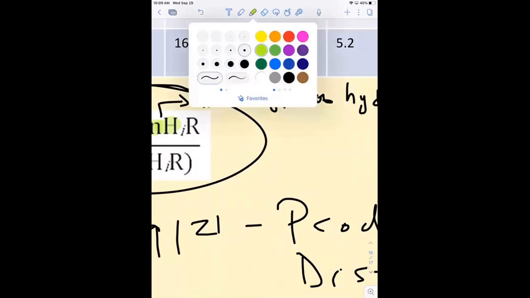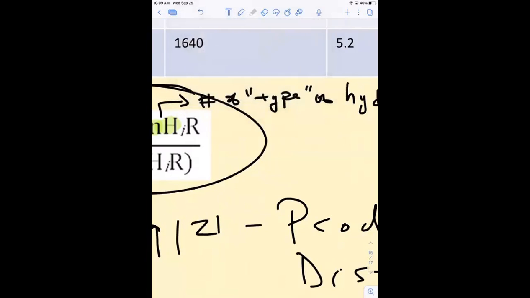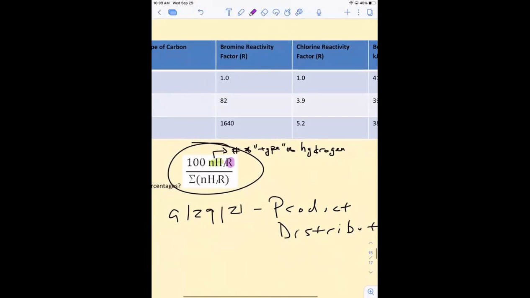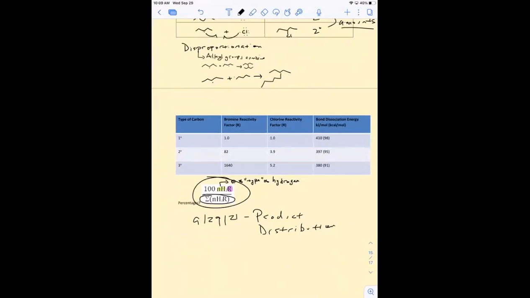And then right here, R is a known value. It's a reactivity factor. So that's in the chart. And then what you do on the bottom is you take the sum of everything, right? The sum of each type times the reactivity factor. And so let's do that with this example just to kind of clarify it. And then we're going to do another example.